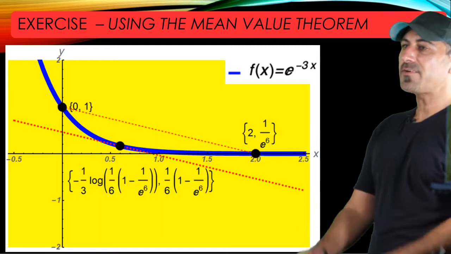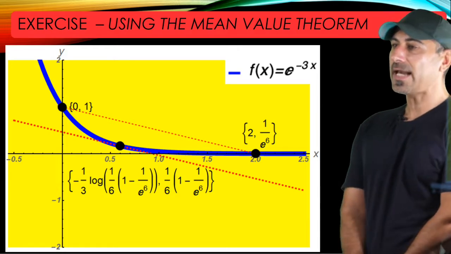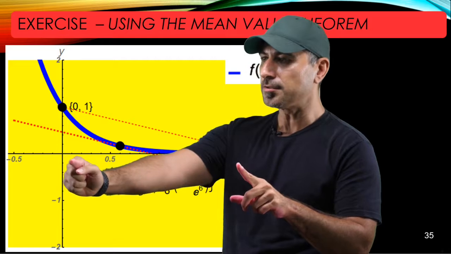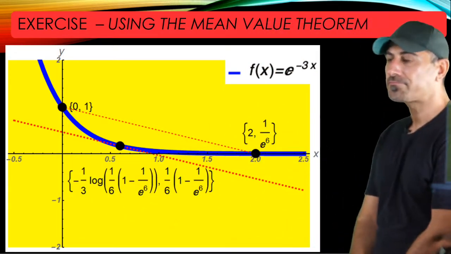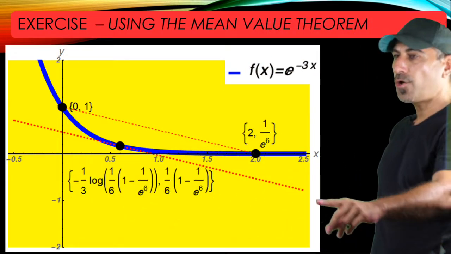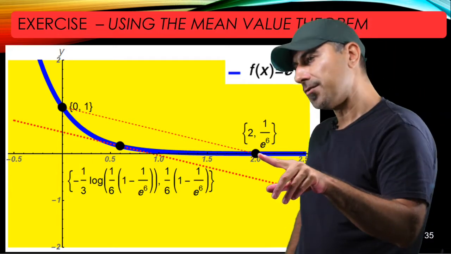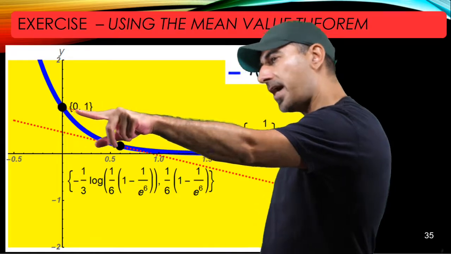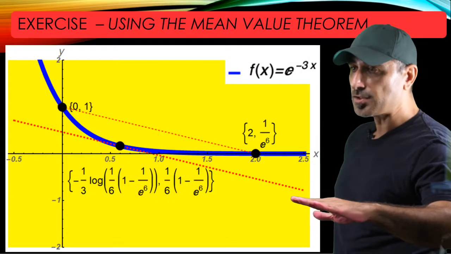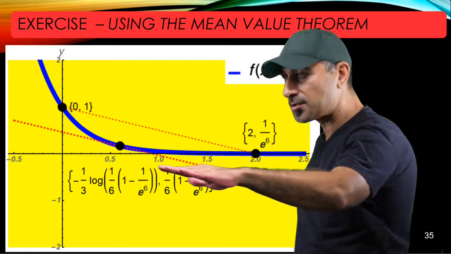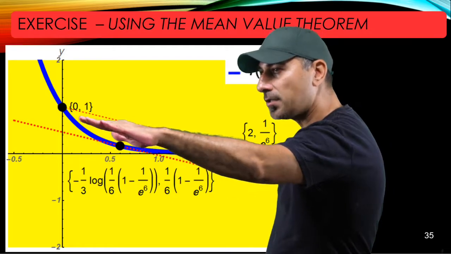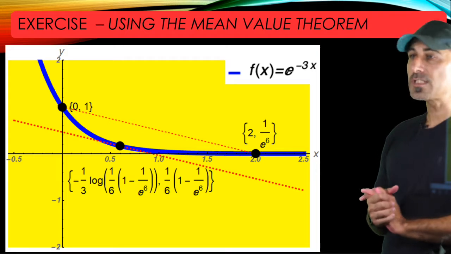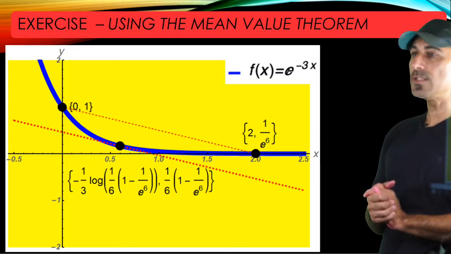And here is the graphical outlook, e to the minus 3x graphed on the interval 0 and 2. If you connect the function values at the endpoints by a line, that is in fact our secant line. As you see, I have a tangent line at this point, which is parallel to the secant line. So this graph confirms the conclusion of the mean value theorem.